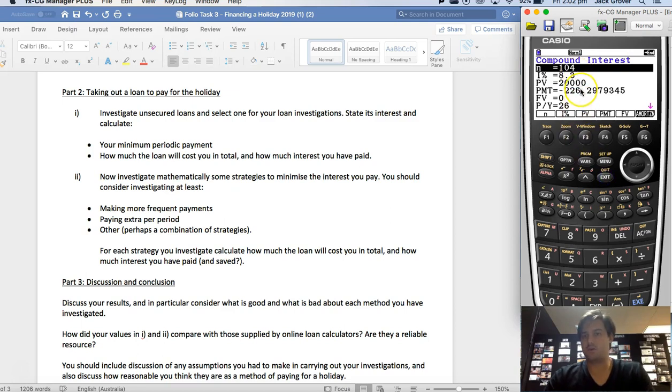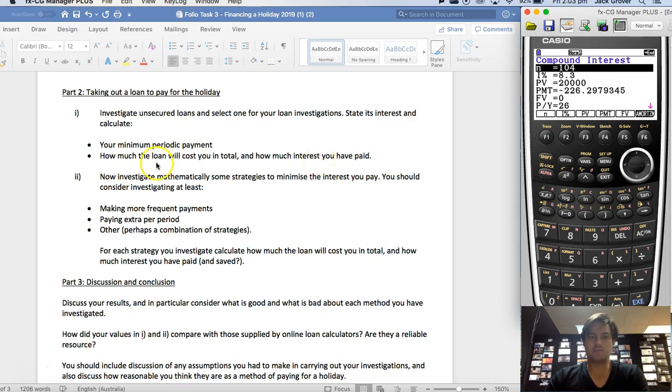Okay, so as you can see, that's quite a bit of money. All right, we're paying more than we would have to save per fortnight, and that's basically because the bank is charging us a higher interest rate, right? And we're being charged interest on that amount as well. So what the question then asks us, this second dot point here, is how much the loan will cost you in total and how much interest you have paid.